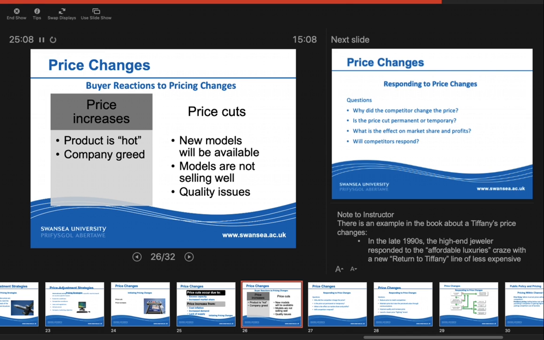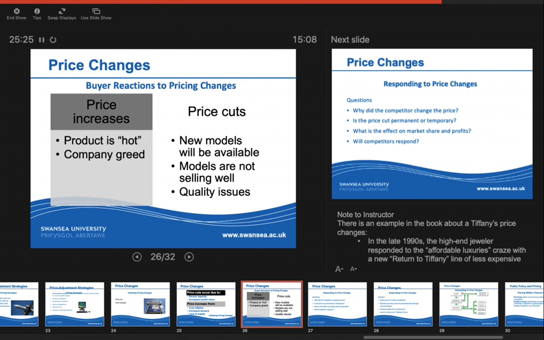So you've got to think about it from your buyer's perspective as well. If the price increases, what are they actually going to think? Is it a hot product? Is it something that everybody's got to have?